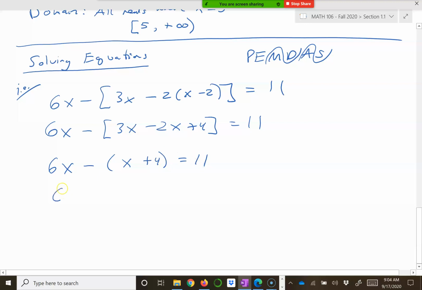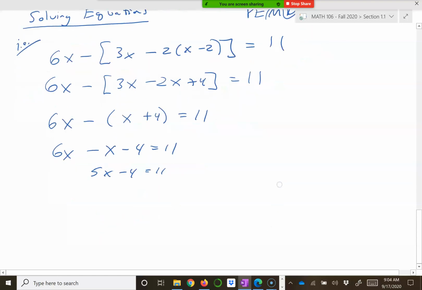All right, now the reason I did that here was because this negative sign is going to be distributed in this binomial, x plus 4. So it'll be negative x minus 4 equals 11. Now we only have subtraction, but you could do them in any order, but I'll do the x's. So we have 5x minus 4 equals 11. Now I'm going to move that 4 onto the other side. So I'll add 4 to both sides and get 15, and then finally divide by 5 and get 3. All right, so we get 3.